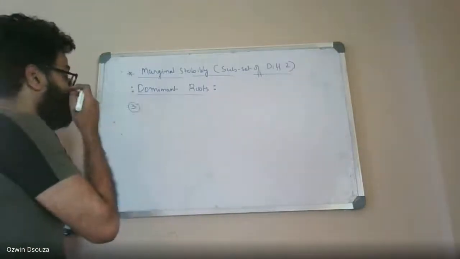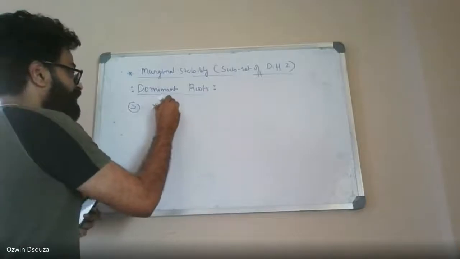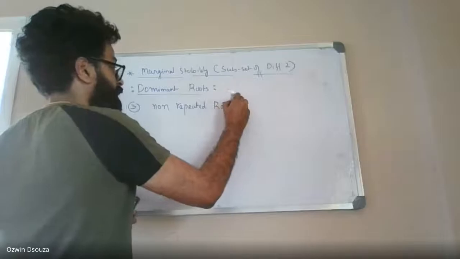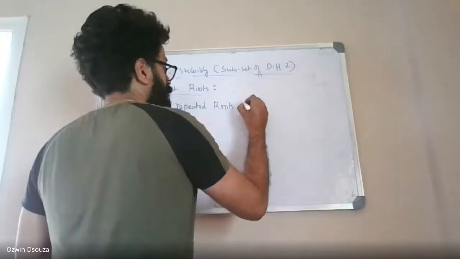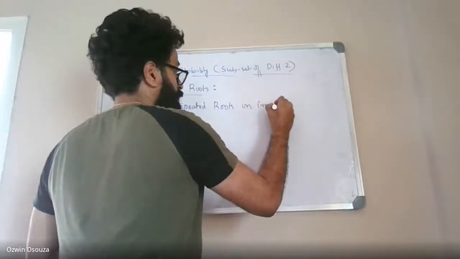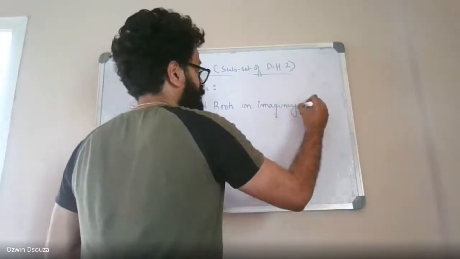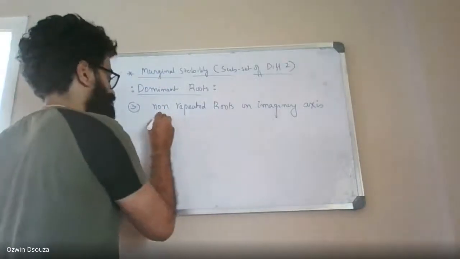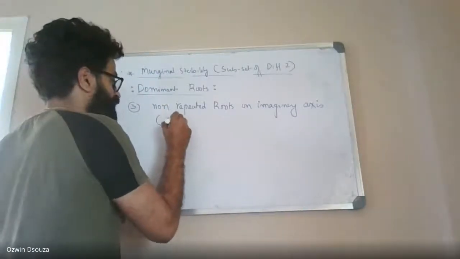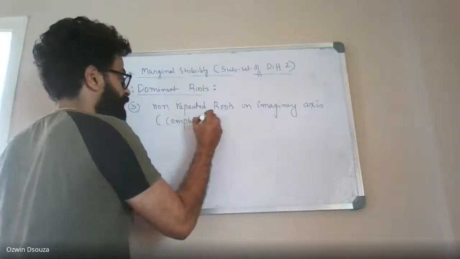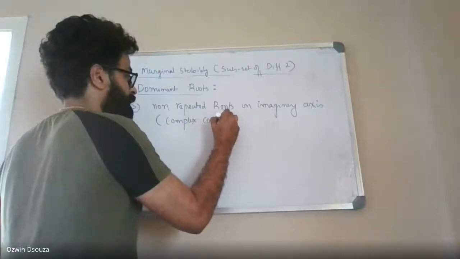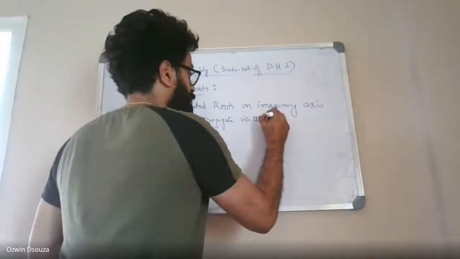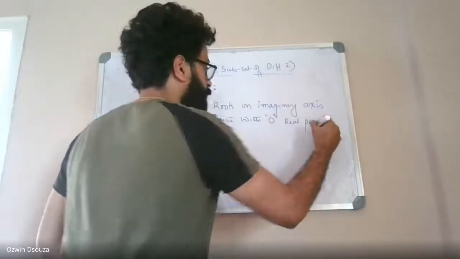Third possibility is non-repeated roots on imaginary axis. Okay, non-repeated roots on imaginary axis. In bracket you write complex conjugate, with zero real part.